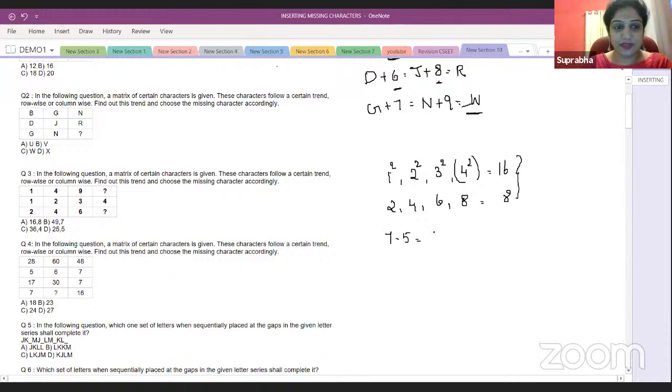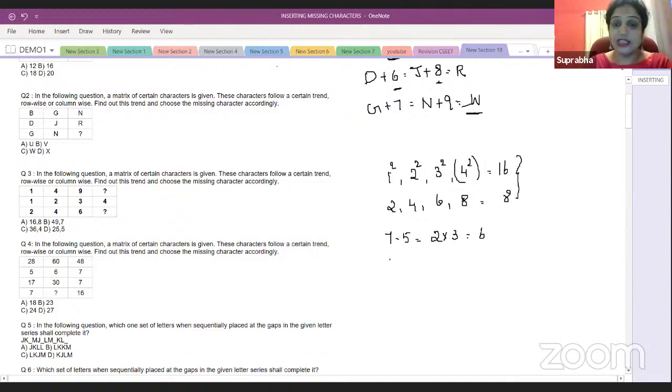Seven minus 5, that is third column minus second column, or the difference between first and third column. Okay, first and third column, it is 2. How can 2 become 6? Is it applicable to all the other things?